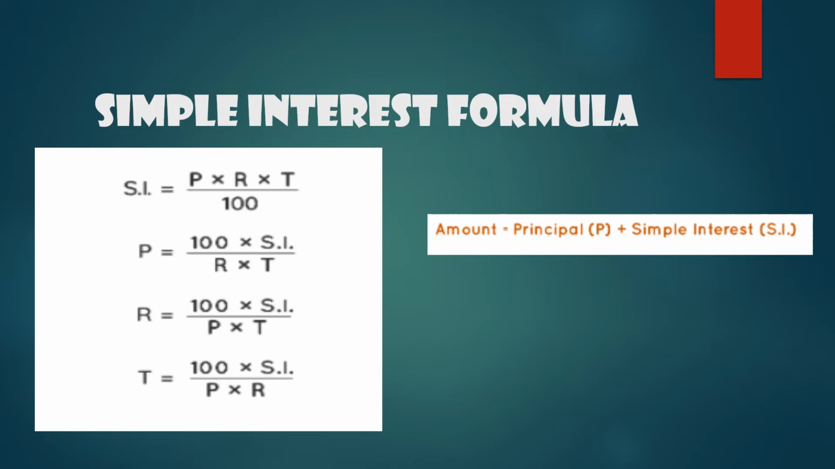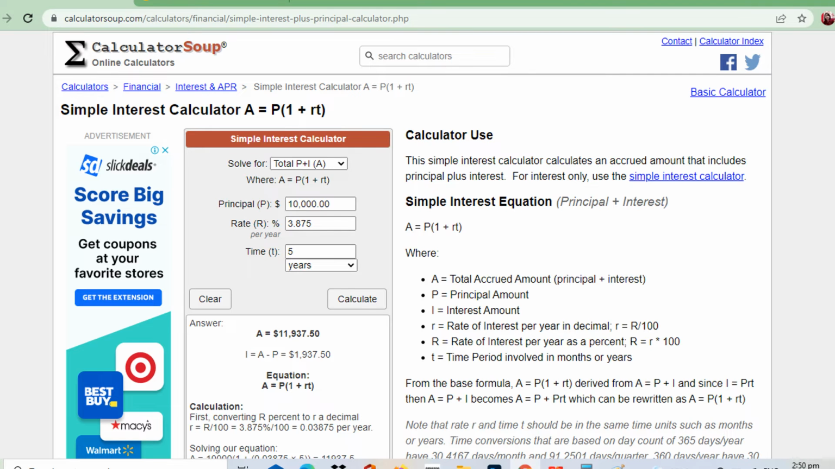For the rate, use this formula. Rate is equal to 100 times simple interest over principal times t. For time, use this formula: 100 times simple interest over principal times r. Now, let's say you want to get the amount of the problem given. Amount is equal to principal plus simple interest. To answer the activity 1, you can also use this simple interest calculator.